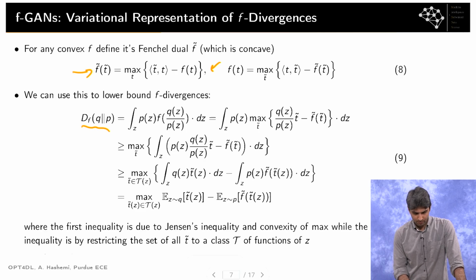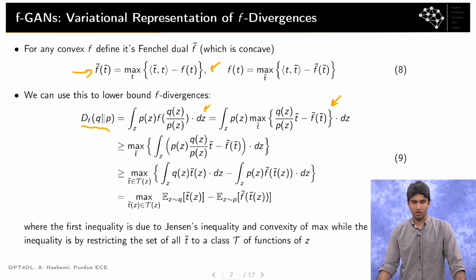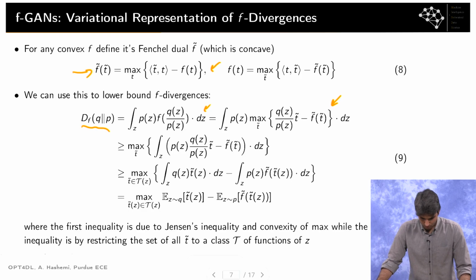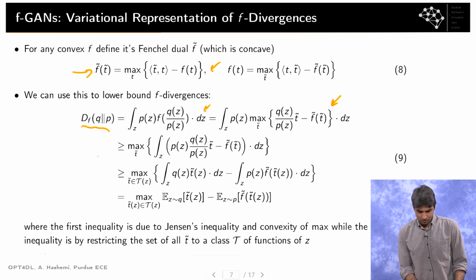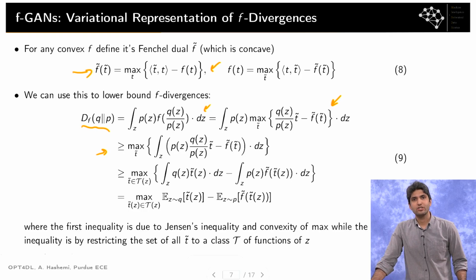Okay, all right. So let's see how we can proceed with lower bounding the divergence using Fenchel duality. So the first thing you can do is just write down the definition of an f-divergence. Okay, so this is what we discussed earlier. Then we can plug in the function f in terms of its Fenchel dual f tilde. Okay. So nothing complicated here. We just use some definitions. Okay. Then I claim that we can actually lower bound this quantity by essentially changing the order of the integral and the maximum. Okay, and this is actually due to Jensen's inequality.